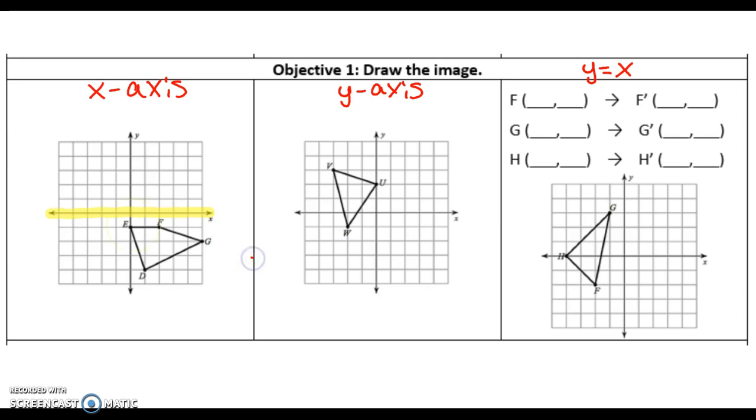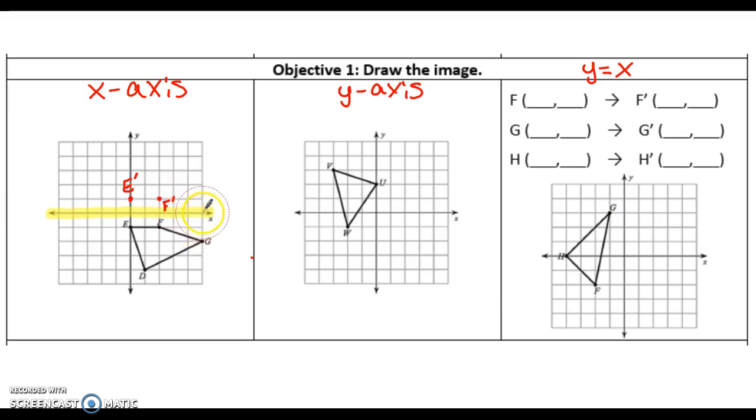So let's take a look at the point E. How far away is E from the x-axis? It is 1 unit away. So that means that we will place it 1 unit away on the other side of the line of reflection. How far away is F? F is 1 unit as well. So we will place it 1 unit away on the other side.